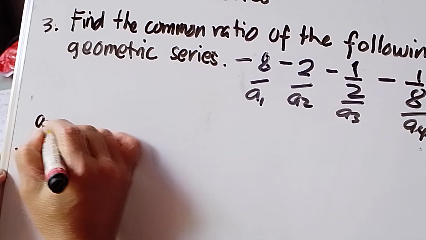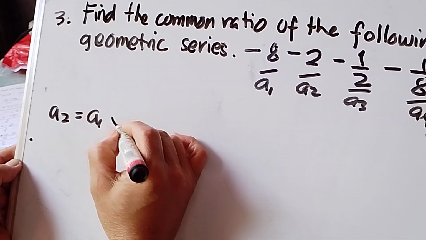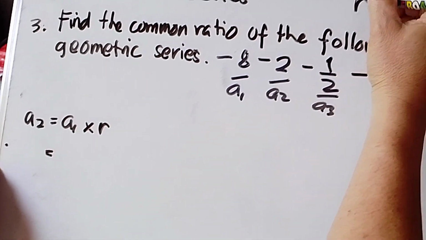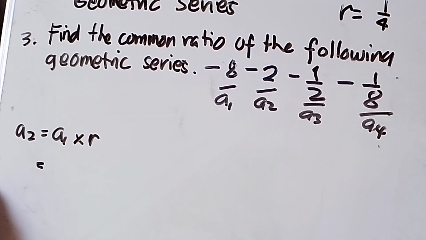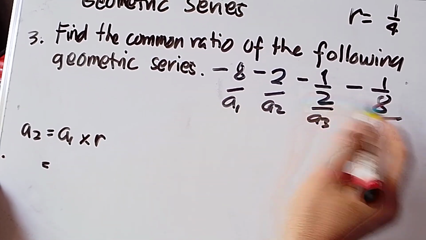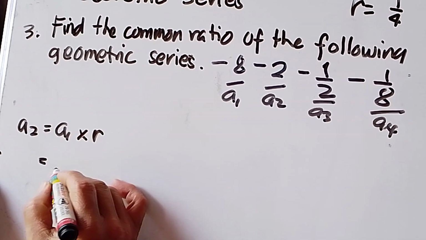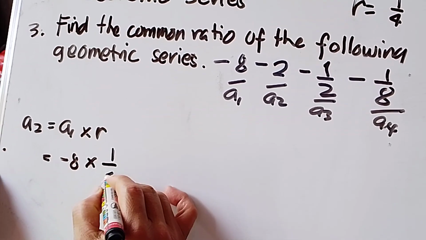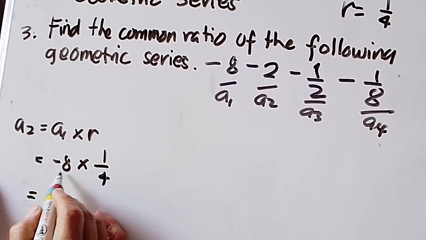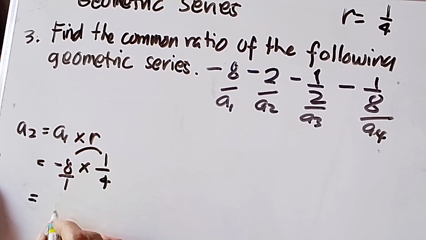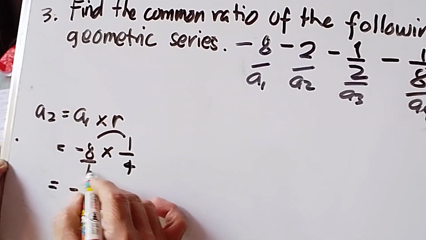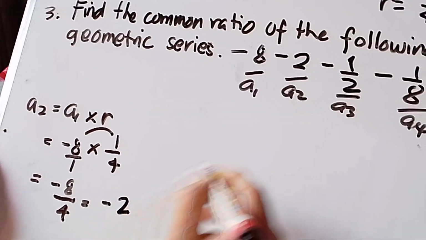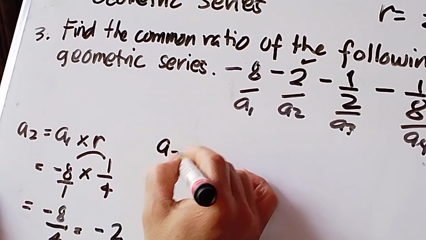So my A2 is equal to A1 times R. So by the way, what is our R? R for number 3 is 1 over 4, right? Then let us multiply. Let us check this one if this is correct. So A1 is -8 times R, 1 over 4. Since there is no denominator, I need to put 1 in here and then multiply numerator. So -8. And then 1 times 4 is 4. So this will be negative. So 8 divided by 4 is 2. So this is checked.